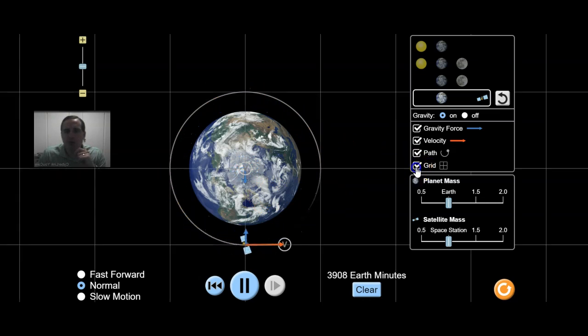Let's also put the grid on here so that you can see a little better. Notice that this is one satellite radius, and then here's a satellite radius. You can see we have a circular path. Now I have a question. What should happen if we increase the mass of the space station?